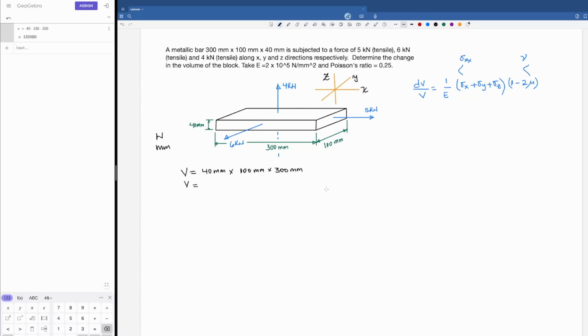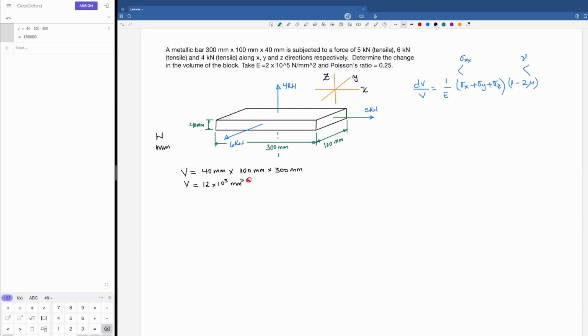And I could write it like this: about 1.2 times 10 to the power of 5 millimeters to the power of 3. This is one result I'm going to need later in the resolution of the problem.